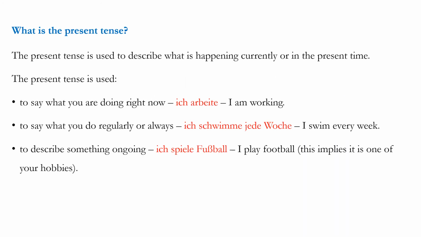Moving on to the present tense. The present tense is used to describe what's happening currently or in the present time. The present tense is used to say what you're doing right now, to say what you do regularly or always, or describe something ongoing.